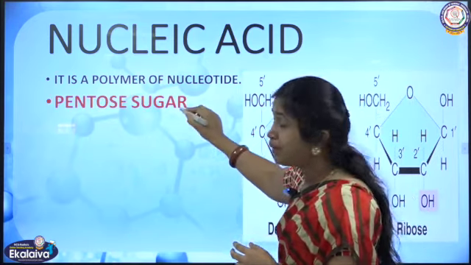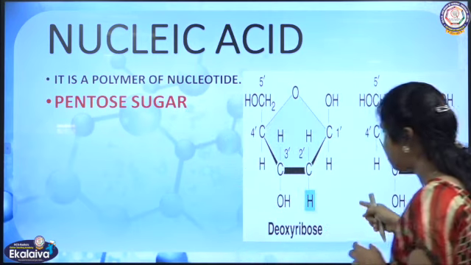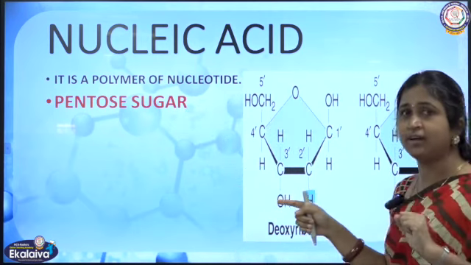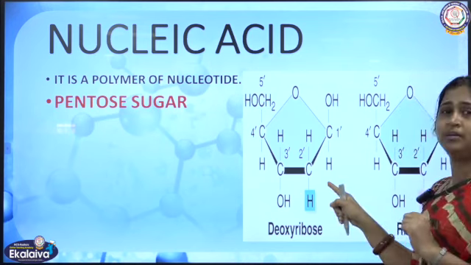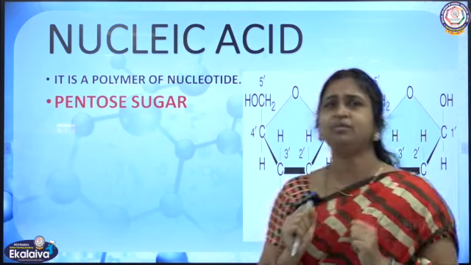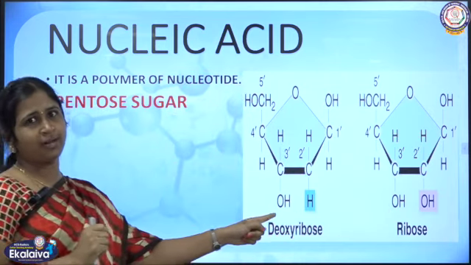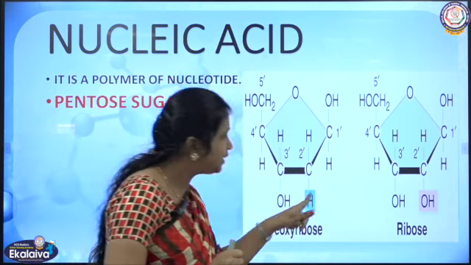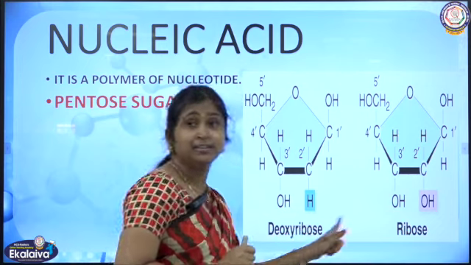It consists of pentose sugar. Okay, you can see that pentose sugar, pentose 5 carbon. So, 2 sugar molecules, deoxyribose, another one ribose sugar. Is there any variation in deoxyribose and ribose? Can you figure out what is the variation? I have highlighted here also.